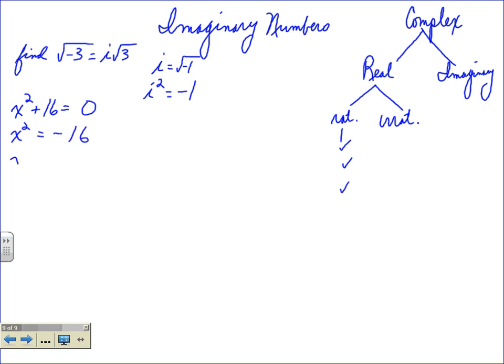and then square root. X is equal to, what's the first thing I write? Plus or minus. Well, what's the square root of 16? 4, right? Square root of 16 is 4. And the square root of a negative is i. So I can write this as plus or minus 4i. When you have the square root of a negative, we can bring that outside the square root and make it an i.